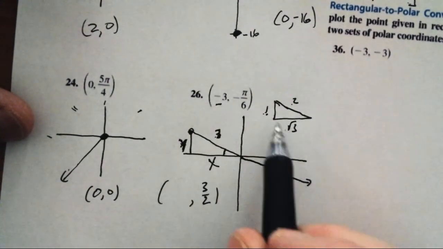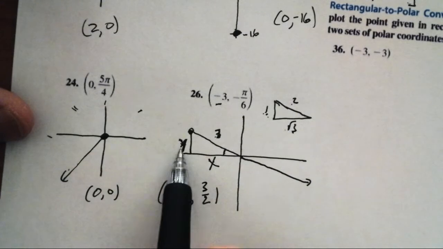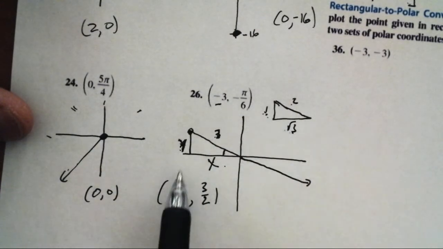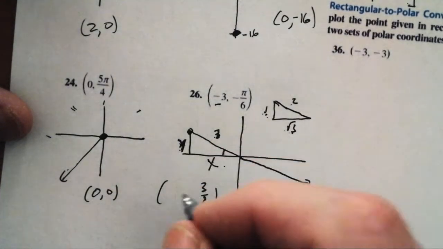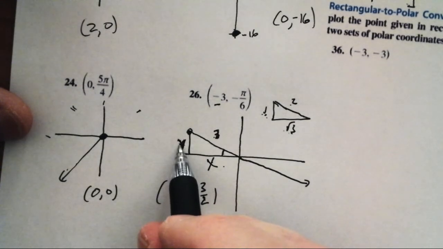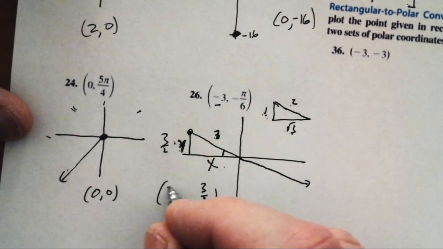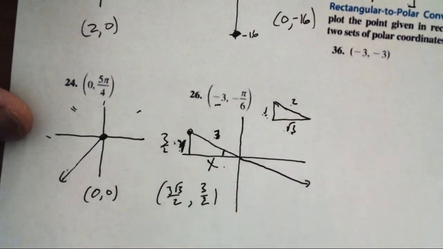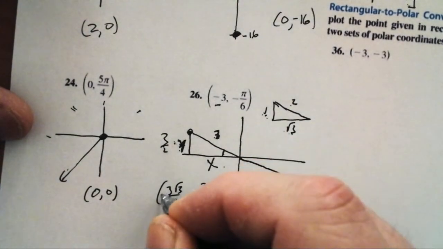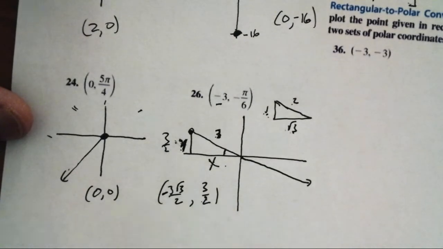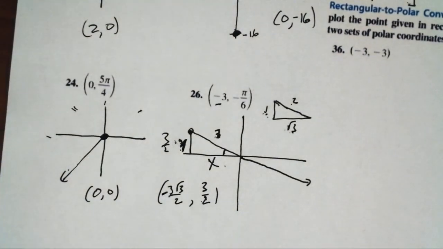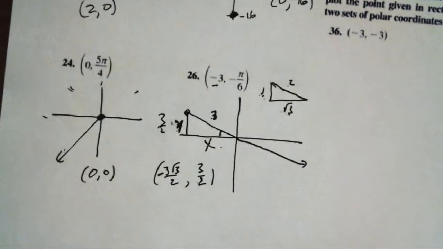3 divided by 2, and 1 is to square root of 3 as y is to x, or 1 is to square root of 3 as this y, 3/2, is to x. We have to multiply by square root of 3. 3 square root of 3 on 2. And that is a backwards, and y is an up. Let's double check those negatives all the time.